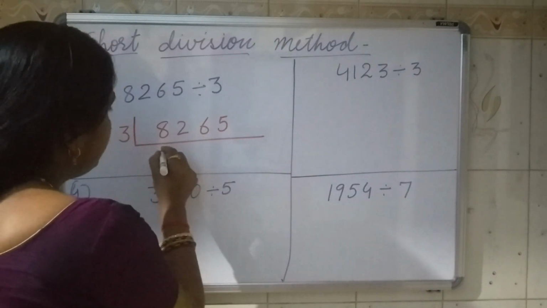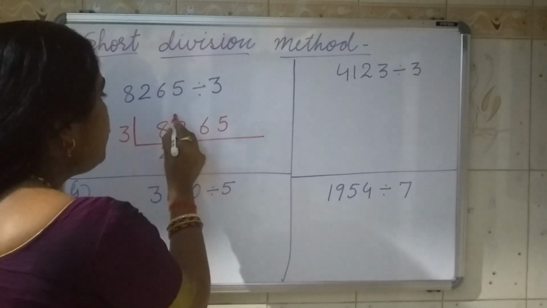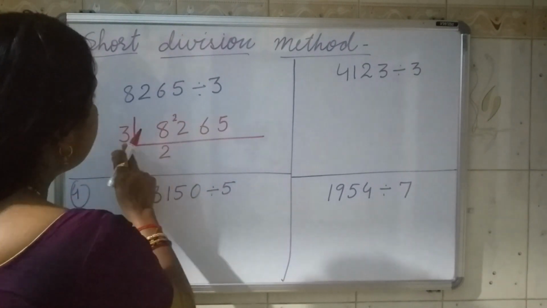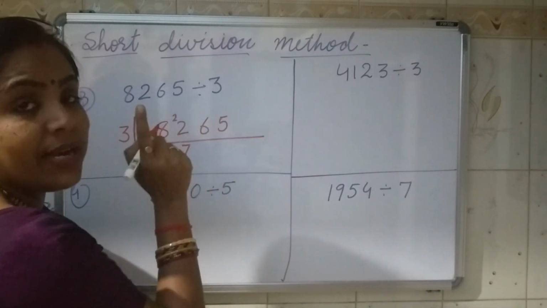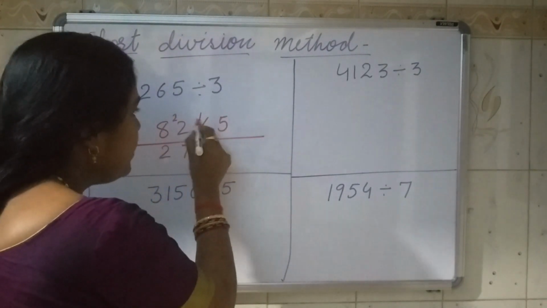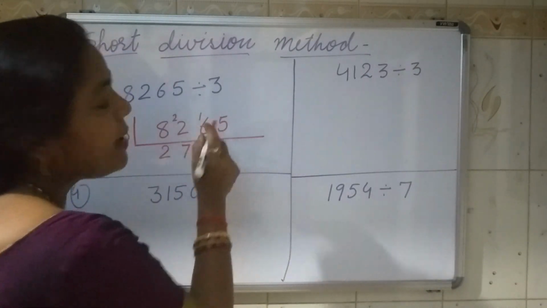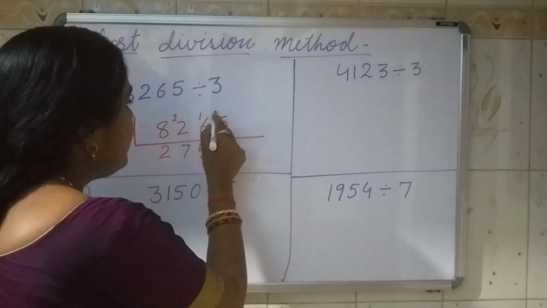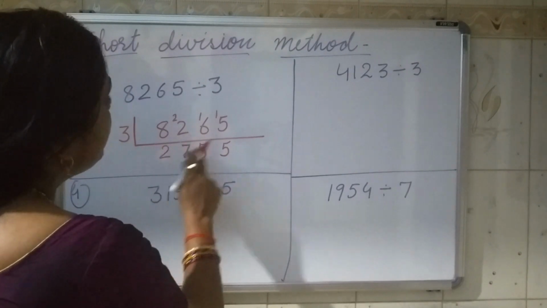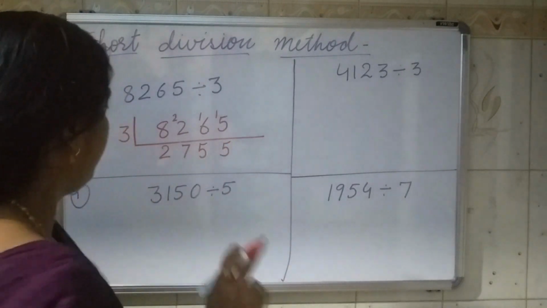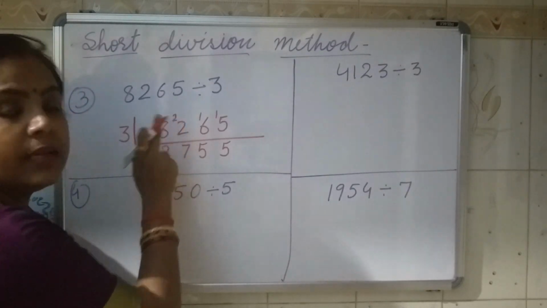3 2s are 6. 8 minus 6 is 2. That 2 will be here, small one. 3 7s are 21. 22 minus 21 is 1. That will come here, 16. 3 5s are 15. 16 minus 15 is 1. It will be coming here, 15. Again 3 5s are 15. So now the remainder is 0. Okay. So this is clear to you where we are writing the remainder? Above this. This is clear?